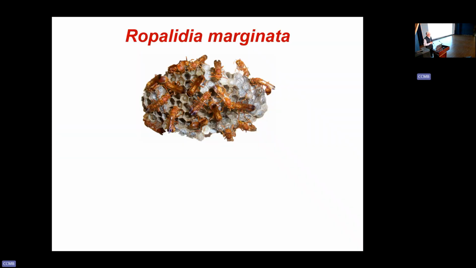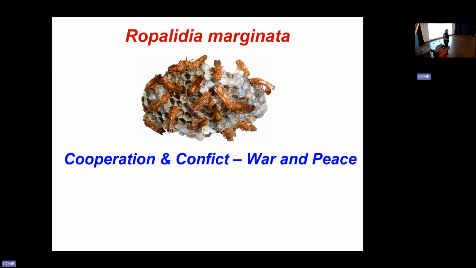So this is Rhopalidia marginata. There are many themes that can be pulled out of the research. I've been working on this, as I said, ever since I saw them as a first year undergraduate student. So I want to pick up one theme, and that is the theme of cooperation and conflict, or war and peace, as I've called it today.